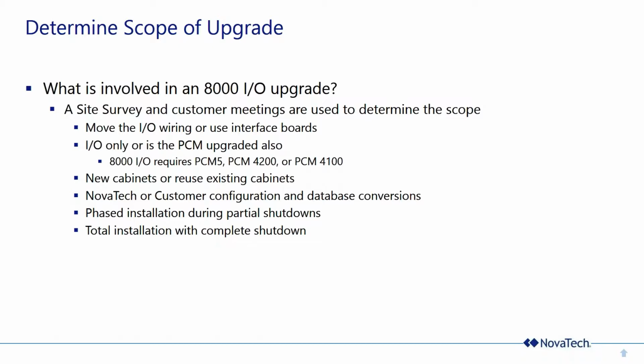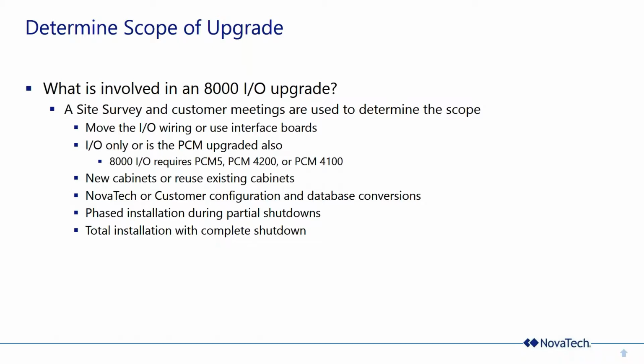Some of the things to consider: are we going to move the I/O wiring from the existing terminations to new terminations, or are we going to do a solution that involves interface boards and keeps the wiring in place completely? Do you have to upgrade a PCM? The 8000 I/O requires the new PCM 5s, PCM 4200s, or PCM 4100s. Is there space in the existing cabinets to put the 8000 I/O in the eBIMs? Are you going to need additional space? Are we going to reuse existing cabinets and perhaps add additional cabinets?